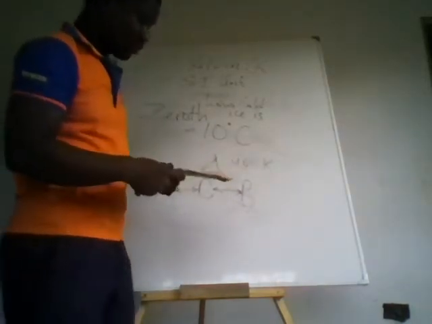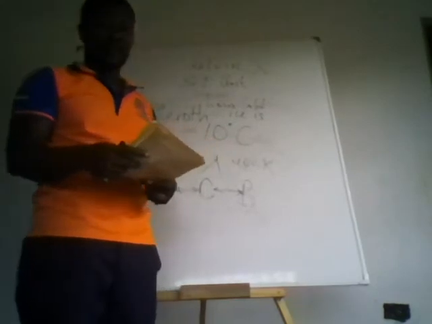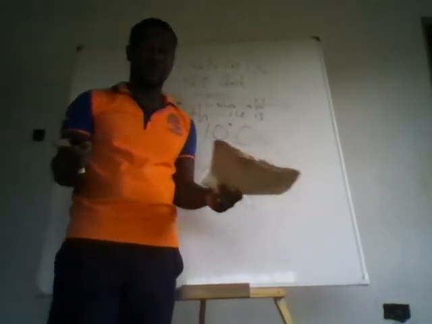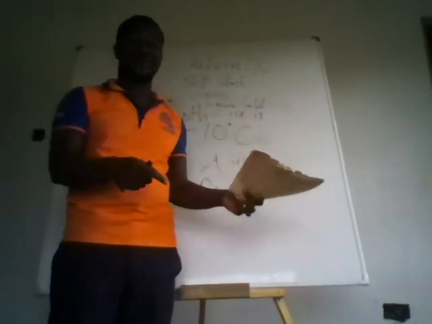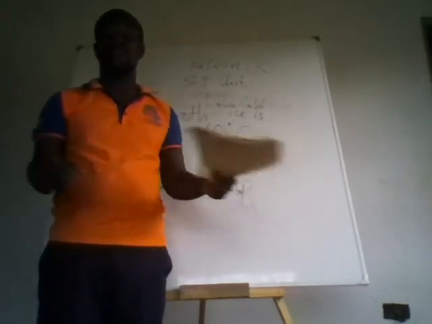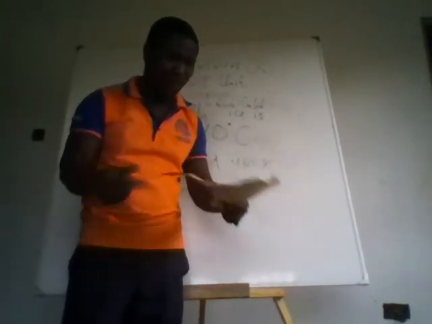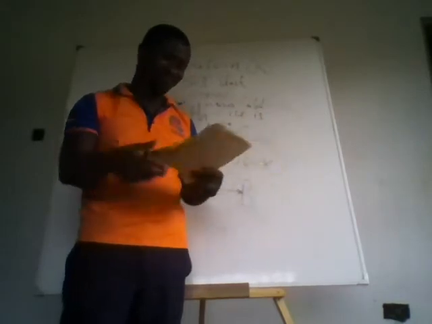Good. So don't forget the Zeroth Law. If two bodies A and B are in thermal equilibrium with a third body C, then the bodies A and B are in thermal equilibrium with each other.